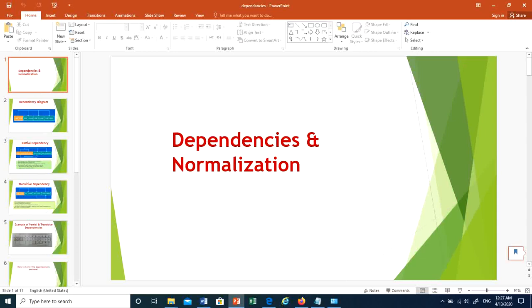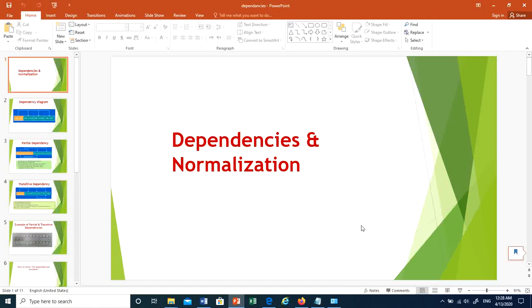In the dependency, there are some issues, some problems. We will come across these issues like partial dependency and transitive dependency. We will explain them. But these two issues or these two problems can be eliminated or removed or cured by normalization. That means the problems created by dependencies will be solved by normalization.